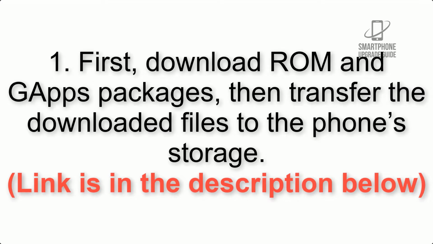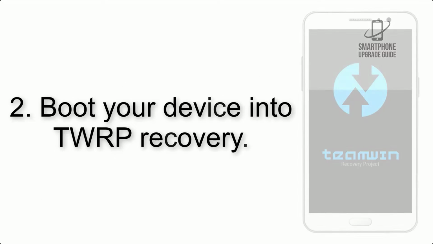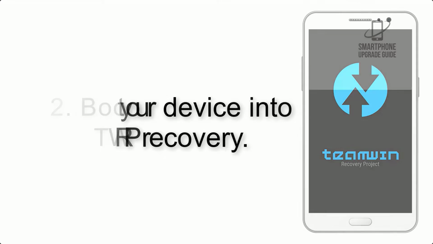First download ROM and GApps packages, then transfer the downloaded files to the phone storage. The link is in the description below. Step 2. Boot your device into TWRP recovery.